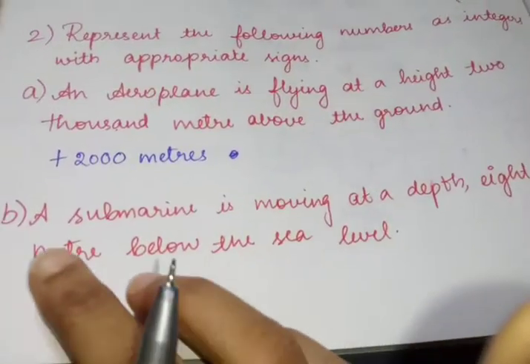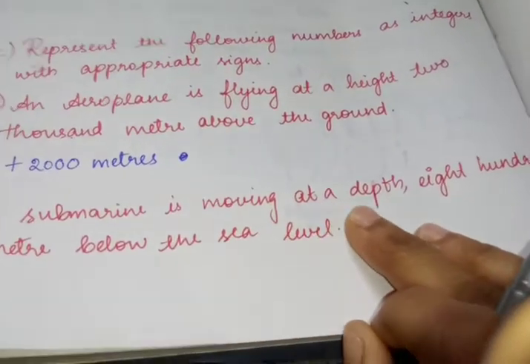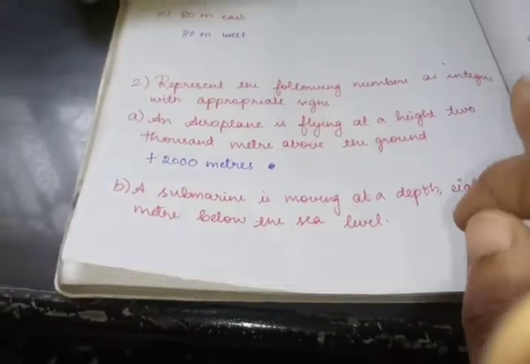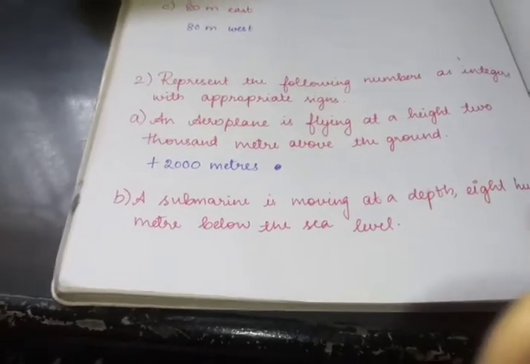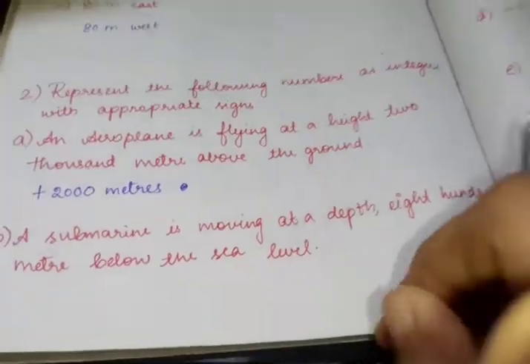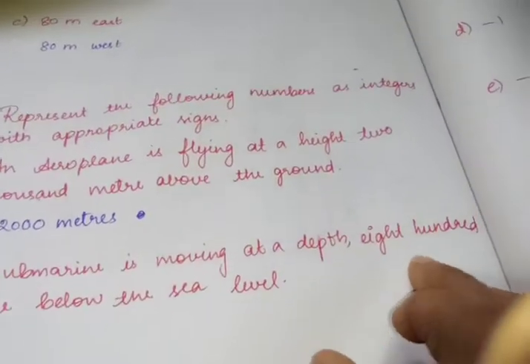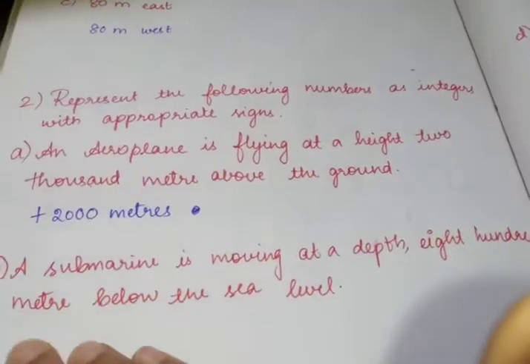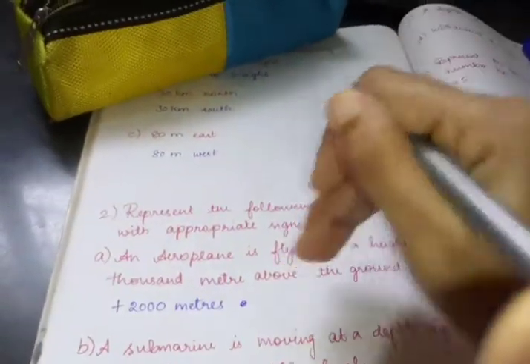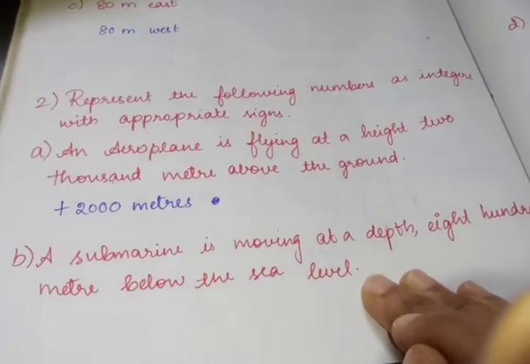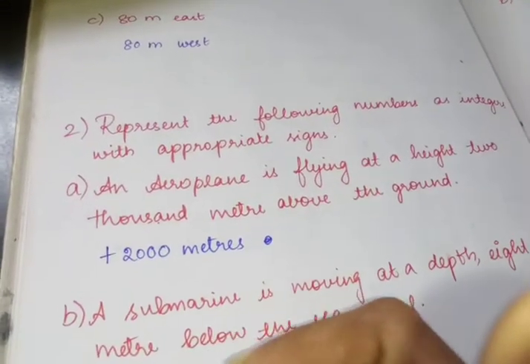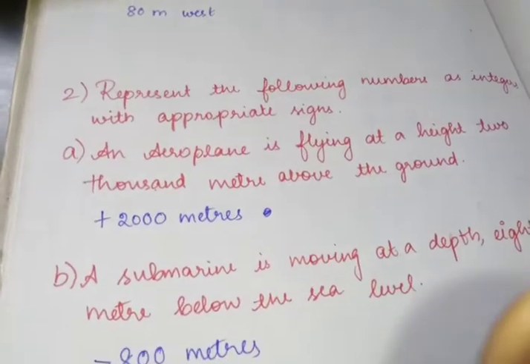Next question: a submarine is moving at a depth. A submarine is a ship which goes under the sea, not on the sea. It is going inside the water. Depth means inside the water, 800 meter below the sea level. Above the ground means positive, below the ground means negative. So what integer will you use? Minus 800 meters.